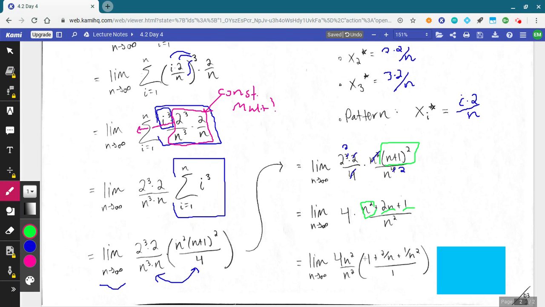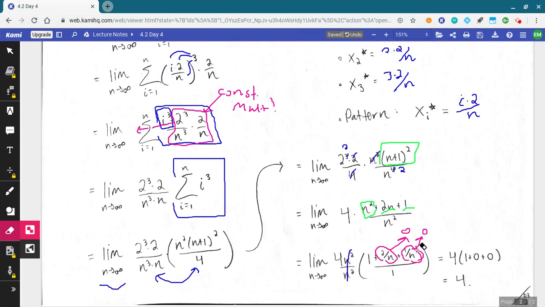So the n squared becomes 1. 2n over n squared is 2 over n. And we get 1 over n squared. Now our n squareds out front cancel off. And now we can just take the limit of what is remaining. 2 over n and 1 over n squared will both go to 0 as n goes to infinity. And so what we're left with is 4 times 1 plus 0 plus 0. In other words, there's that 4 again. Beautiful.